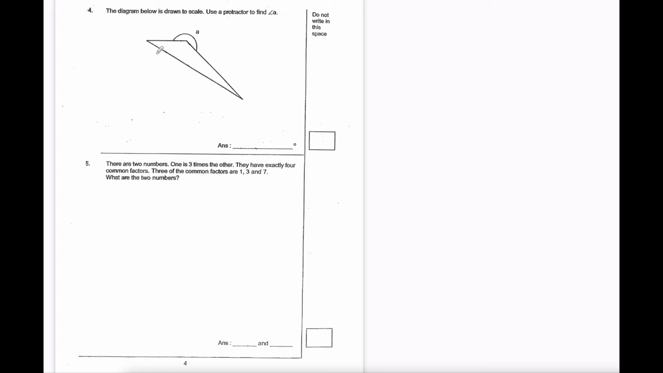Question 4, the diagram below is drawn to scale. Use a protractor to find angle A. We can never use a protractor to find something that's more than 180 because our protractor can only measure 180 degrees. So what we can do is find out what's the angle here. Okay, and then angles at a point is 360. So it's 360 minus whatever angle we find, and then we can get our A answer. Okay, so let's find out.